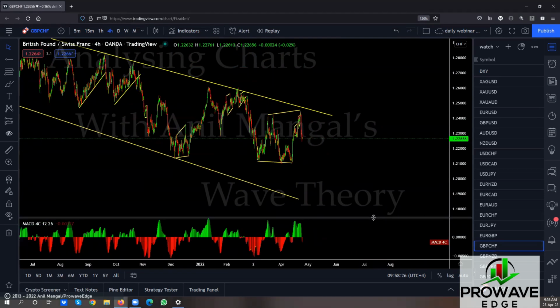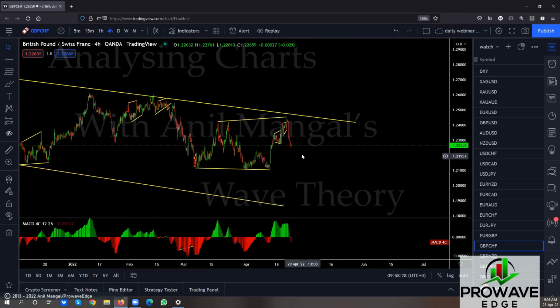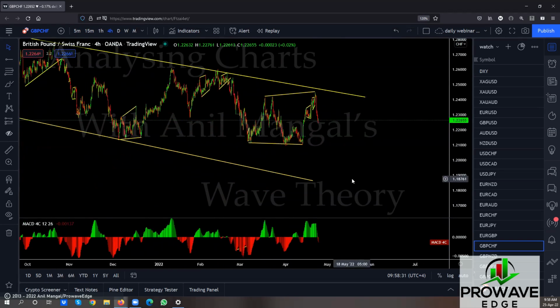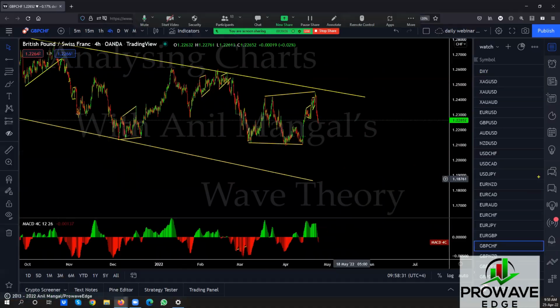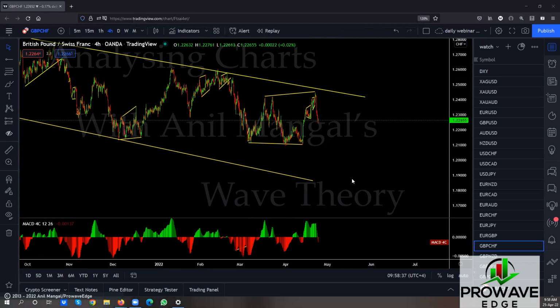Pound Swiss. Okay, turned out we were right about that flat. They take a flag, sell it to break the low. We get a flag here. Any flag here would be a sell setup to break the low. That's in the 1 hour.